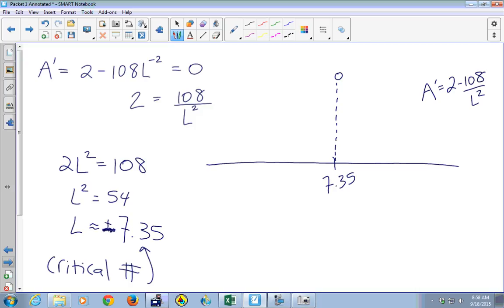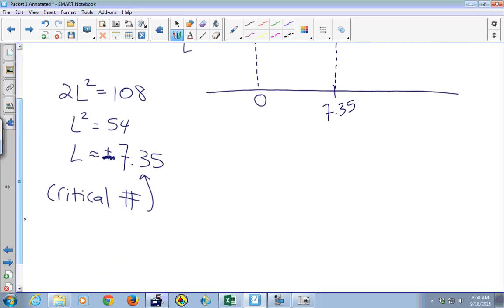So that's actually another critical value. I should put that in, right? The derivative is undefined there. So critical numbers are places where the derivative is 0 and where it's undefined. So we actually have another critical number.